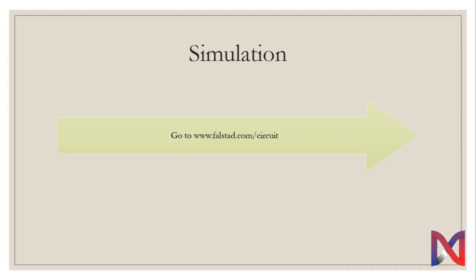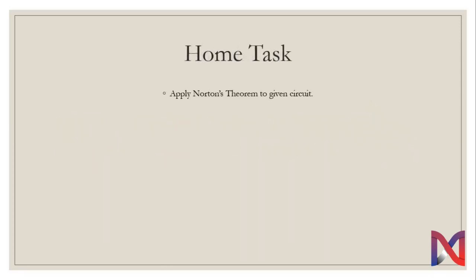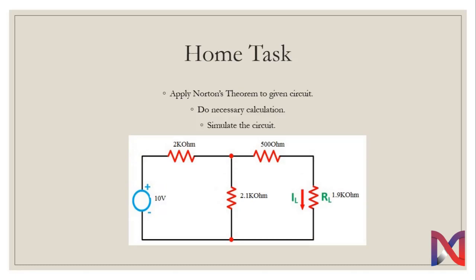As we are done with the simulations, it's time for your home task. You have to verify Norton theorem for the given circuit, do all the necessary calculations and simulate the circuit. This is the circuit. You have 10 volts of source voltage, 2 kilo ohms of first resistor, 2.1 kilo ohms of second resistor, 500 ohms of third resistor, and your RL is 1.9 kilo ohms. You have to find IL.